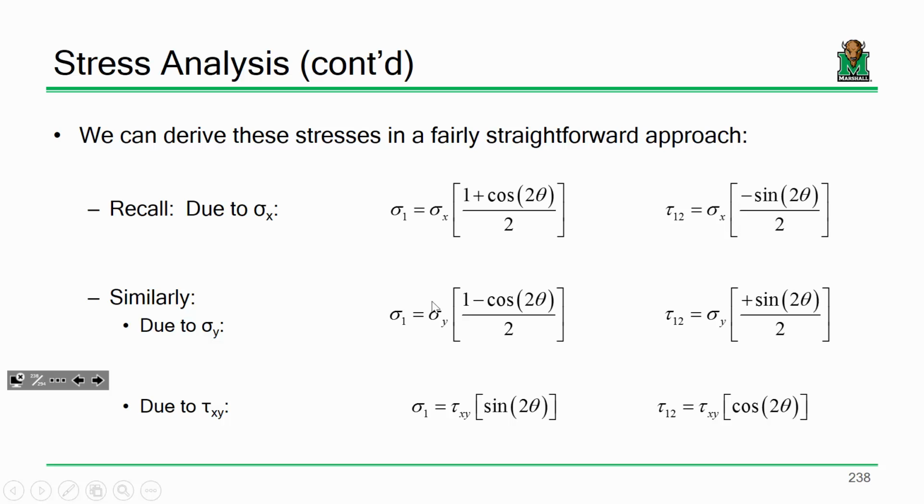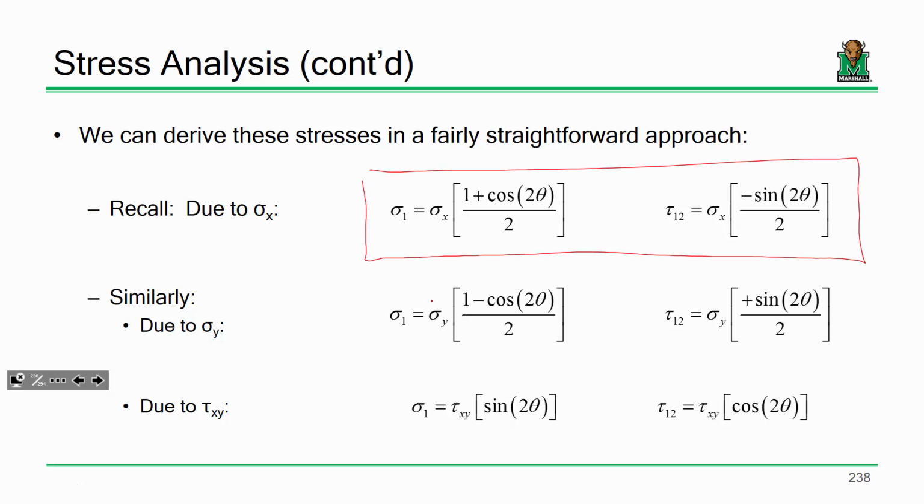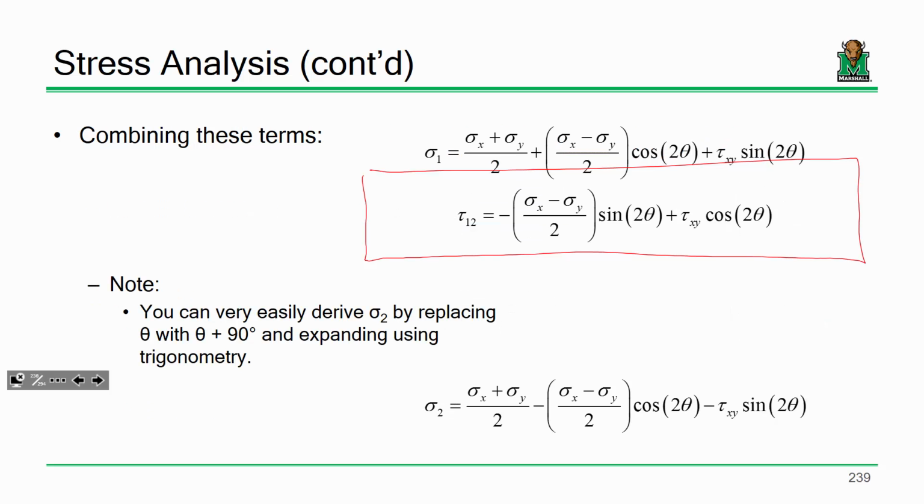All right. Now, we derived these up here, and we derived those due to just sigma x. Remember, we started off with a bar that was just being yanked on. We determined its stresses, then we said, all right, here's our components. Likewise, we could go through and do the same thing for sigma y, and the same thing for tau xy. We don't need to do tau yx because they're equal, right? Make sense? Go through and add up all of our like components, and here's what we get.